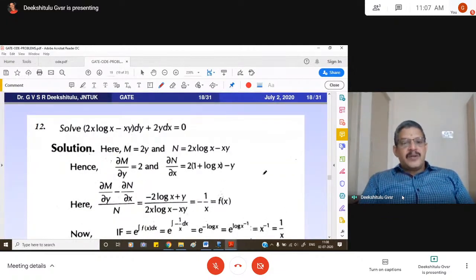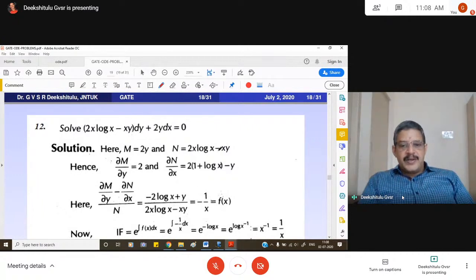Next, solve 2x log x minus xy dy plus 2y dx. So instead of trying whether it is linear form, that form or this form, straight away you can go for exactness verification for exact differential equations. So dou M by dou y clearly is, this is M and this is N. So dou M by dou y is 2 and dou N by dou x is 2 into log x, okay, x log x. X into log x derivative is 1 by x plus log x. So that's what we get here.